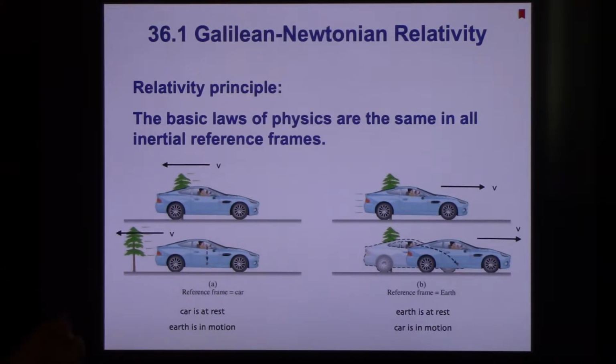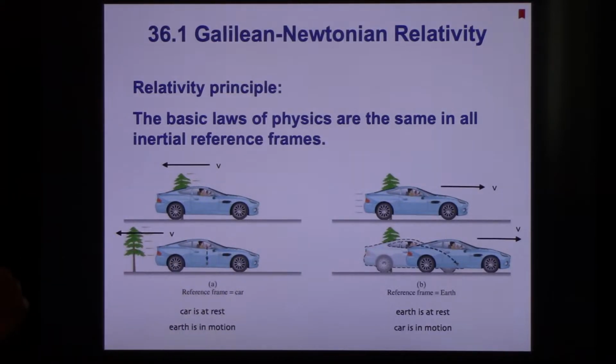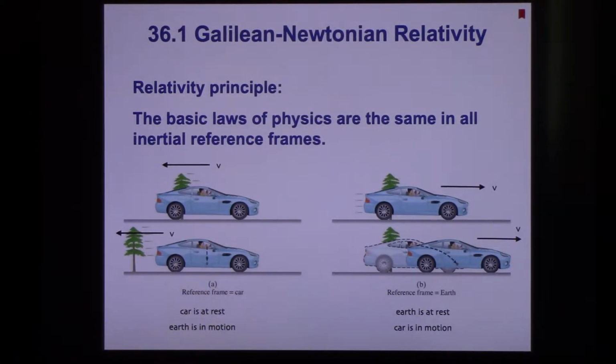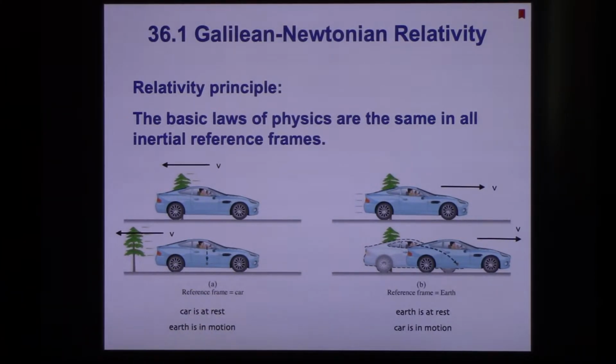I'm driving my car down the highway. As long as I maintain constant velocity, I'm an inertial reference frame. My coordinate system works just fine. So in my coordinate system, the surroundings, the outside, is moving past me. So that's one reference frame. And then of course the other obvious reference frame would be the one with the Earth. So in this one, the Earth is at rest and it's the car that's in motion.